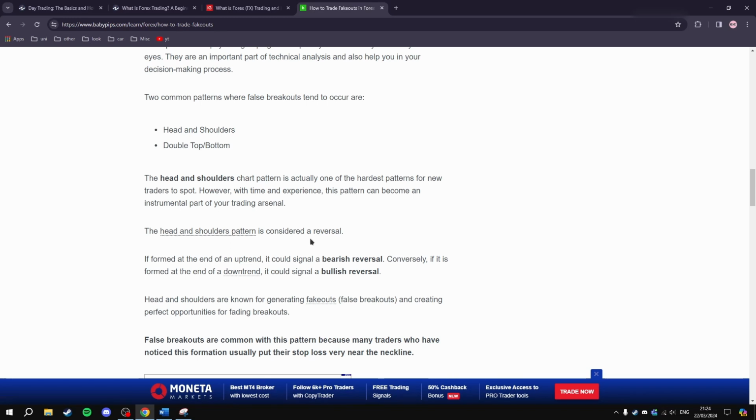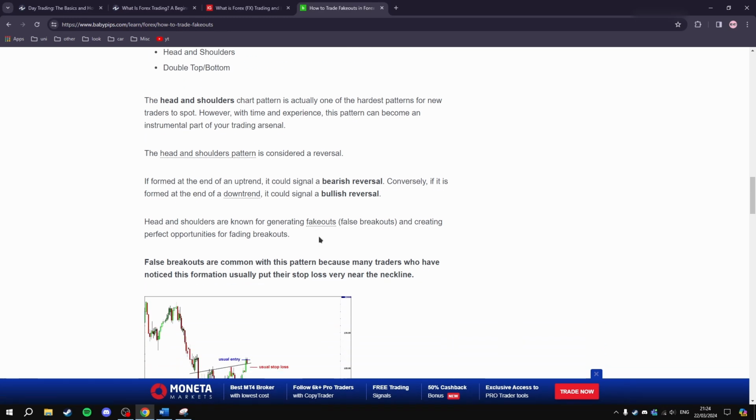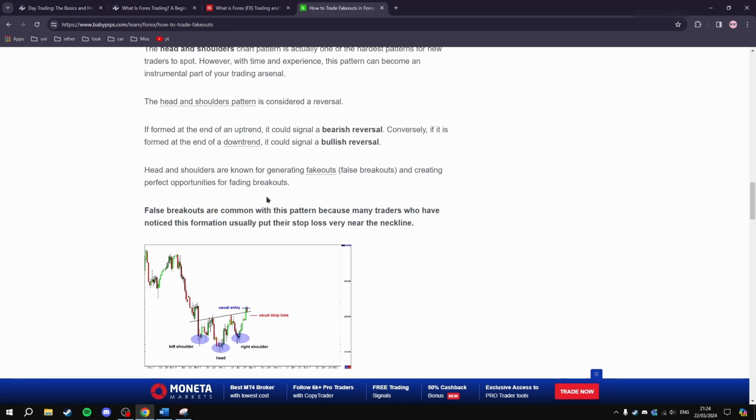The head and shoulders pattern is considered a reversal. It is formed at the end of an uptrend. It could signal a bearish reversal. Conversely, if it's formed at the end of a downtrend, it could signal a bullish reversal. Head and shoulders are known for generating fakeouts, false breakouts, and creating perfect opportunities for fading breakouts. False breakouts are common with this pattern because many traders who have noticed this formation usually put their stop loss very near the neckline.